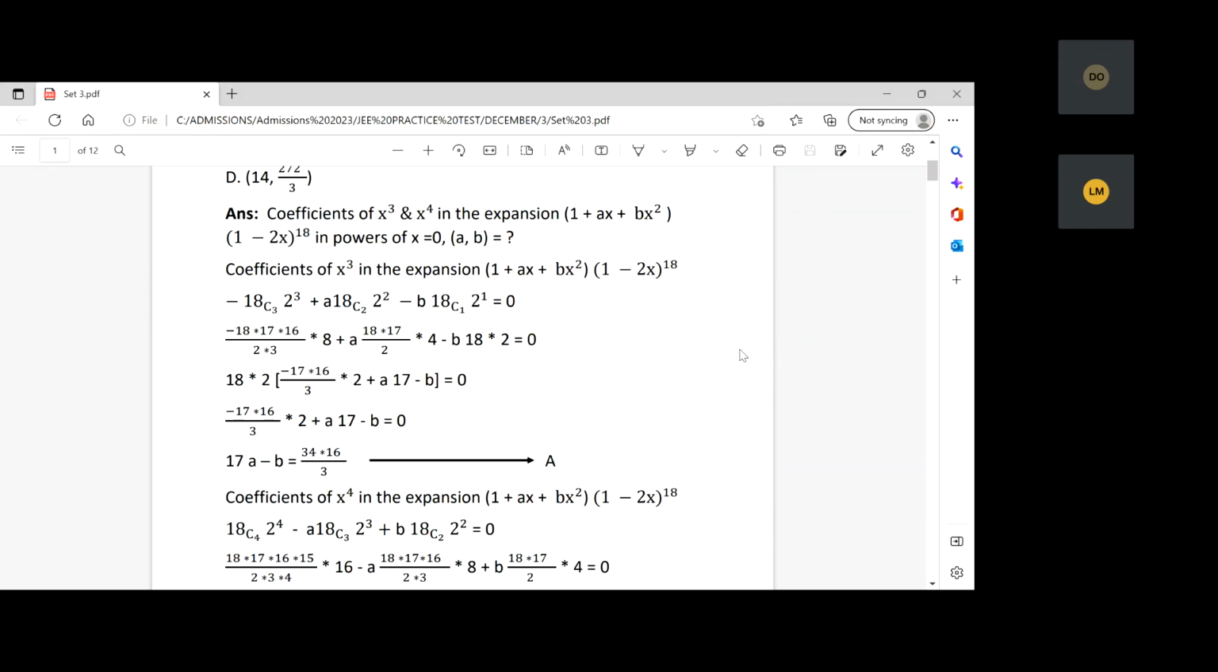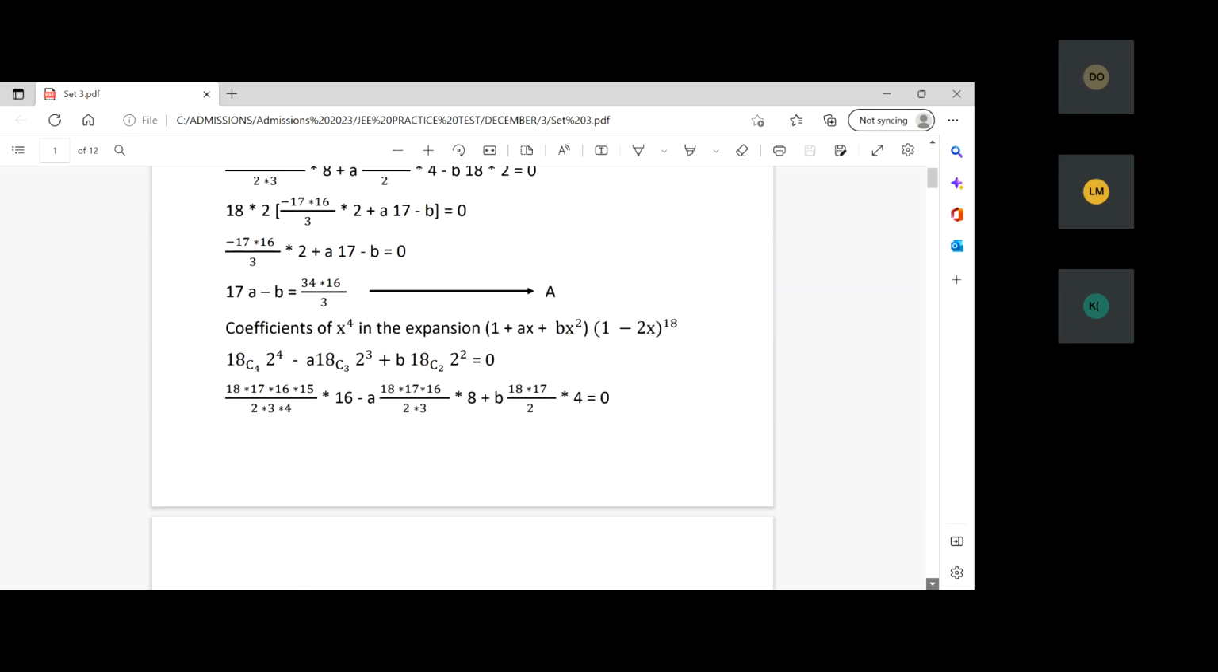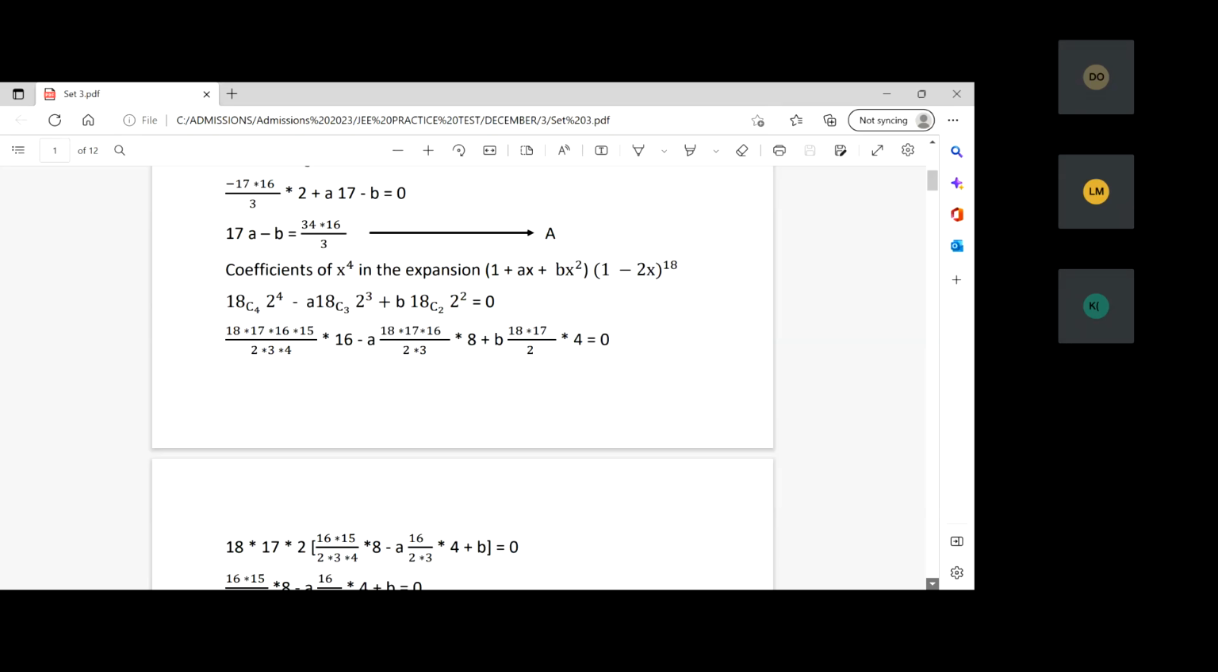So in the first case, when we are equating, the coefficient of x cube will be minus 18C3 2³, plus a into 18C2 2², minus b into 18C1 2. So solve this and you have an equation. Name it equation 1. You have two unknown terms, a and b, which you have to find after solving.